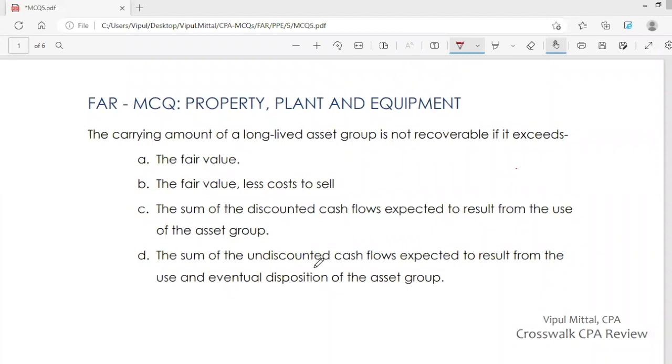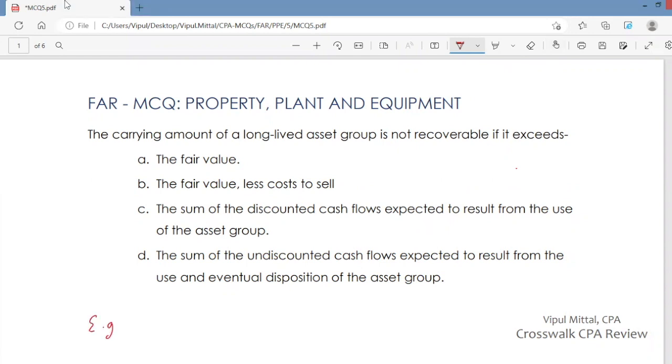Right. So you may have to do the recoverability assessment, and you do this at the time of impairment testing. Now, recoverability assessment involves determining whether the carrying amount of a long-lived asset is recoverable or not.